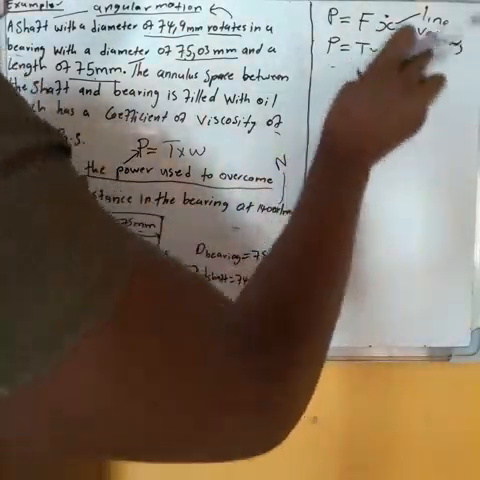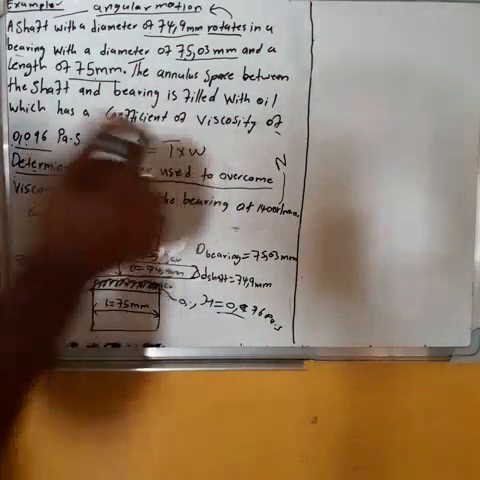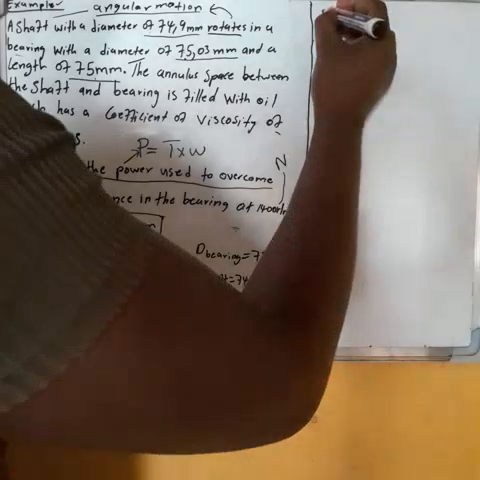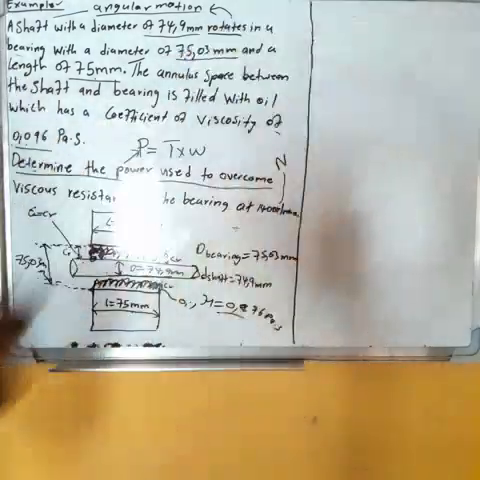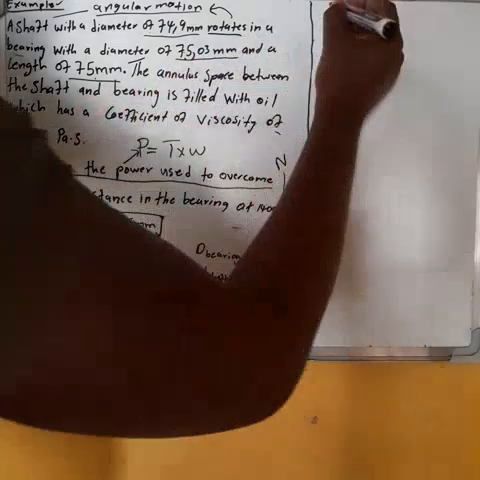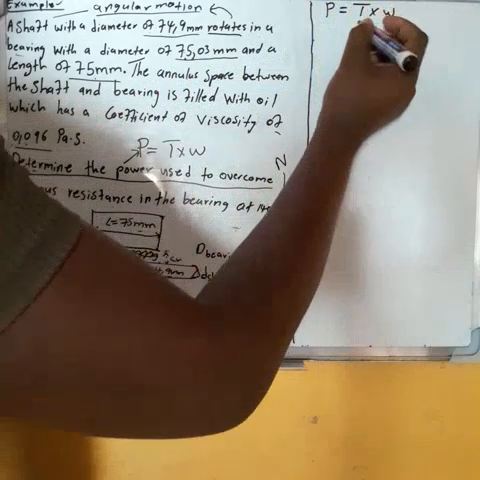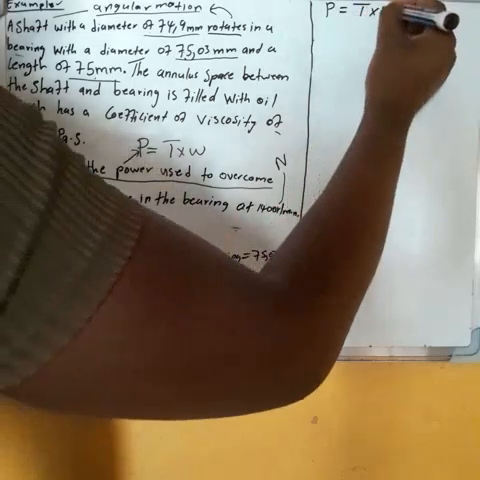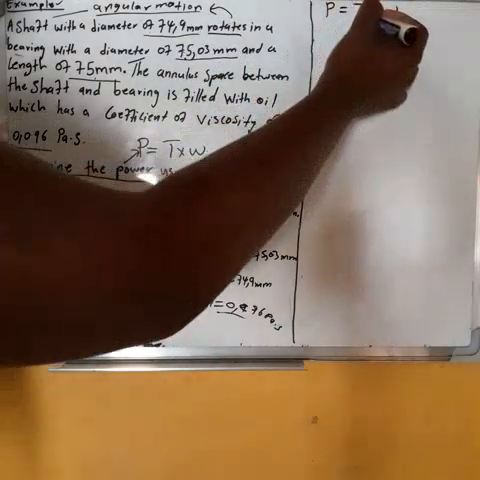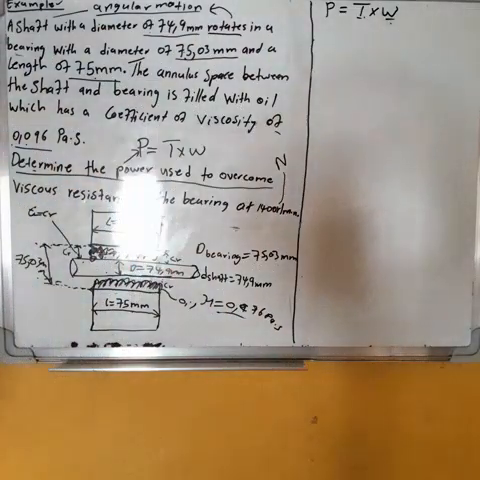Yeah, this is important to understand. Okay, so now they want us to determine the power to overcome the viscosity resistance. We know that power is calculated by torque multiplied by angular velocity. We don't have torque, and we don't have angular velocity. If we can get these two things, we are done. Then we will be able to calculate the power.